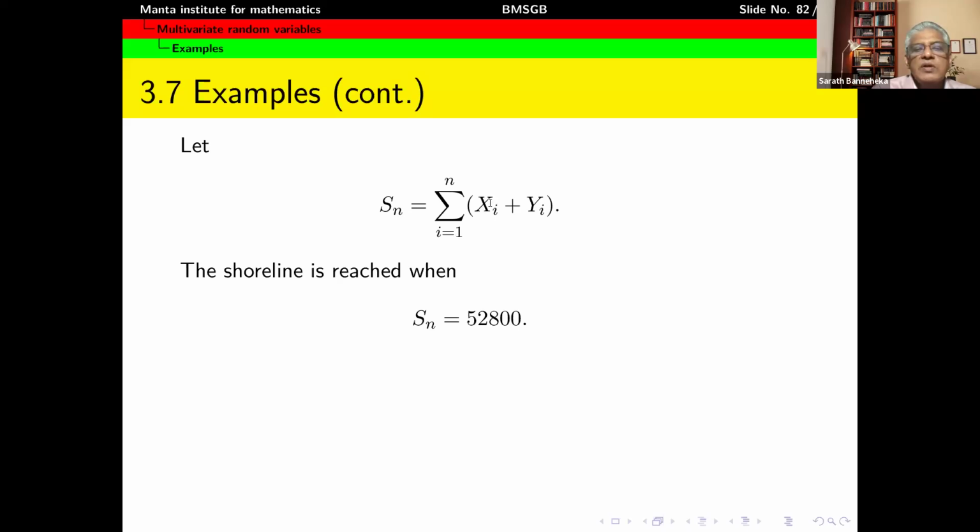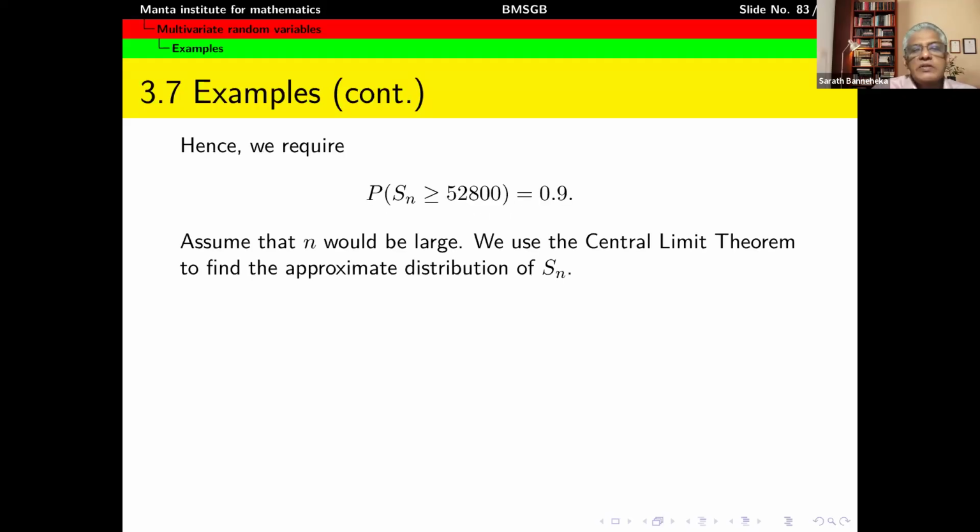So that will be the summation, i from 1 to n, of xi plus yi, right? So the shoreline is reached if Sn is equal to this number. So what we are interested in is, what is the probability that Sn will be greater than or equal to this number, 0.09, right? So reaching means the total Sn will be greater than or equal to it, so reach or even pass, at least reach, right? So the question is, what should this n be for this statement to be satisfied?